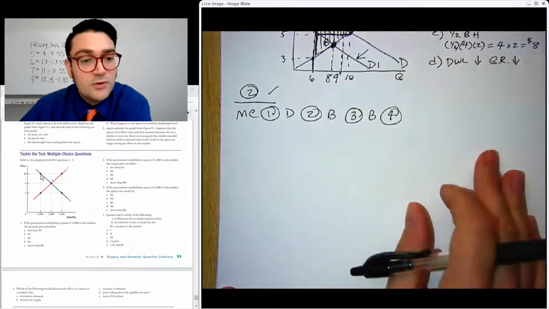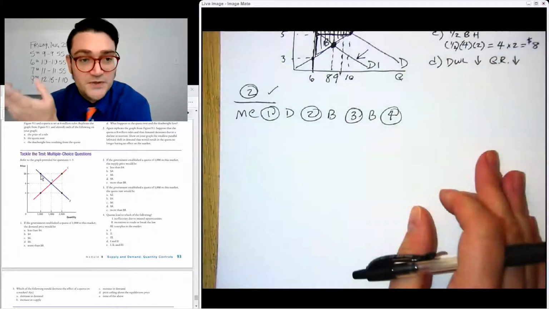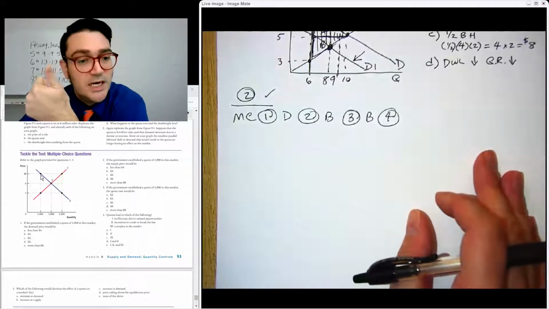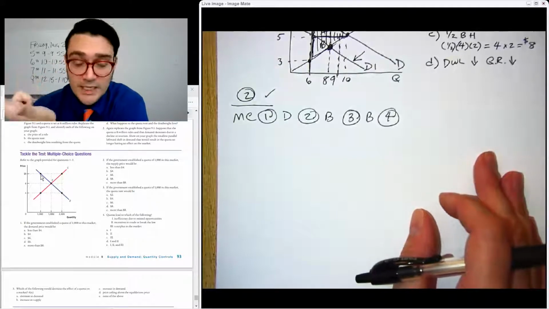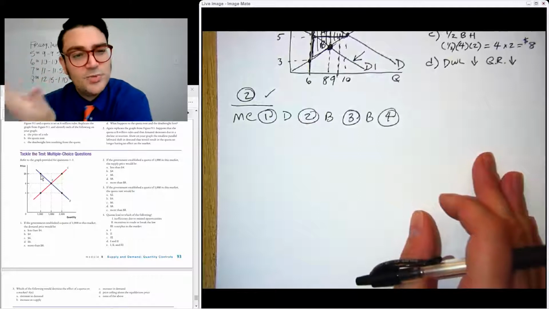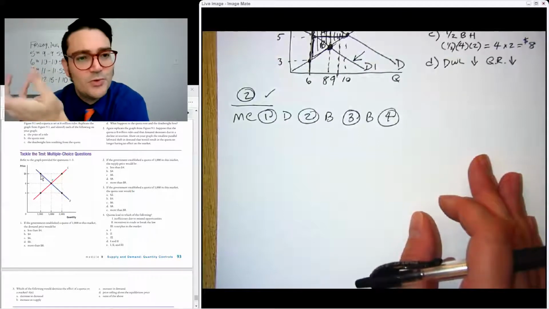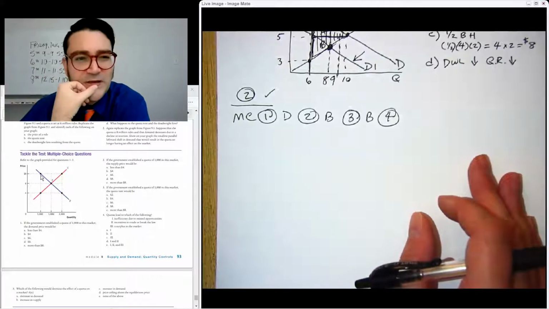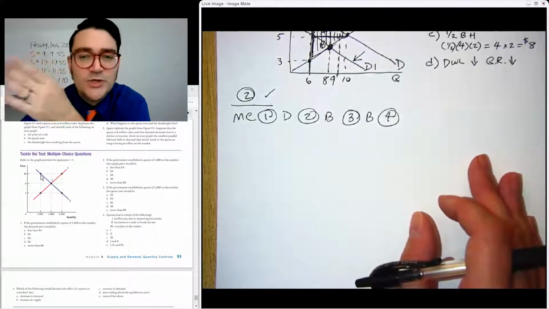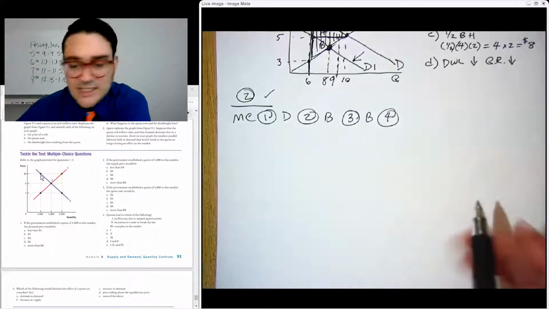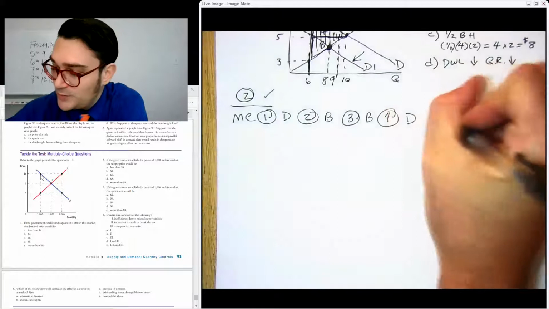Number 4, quotas lead to which of the following? Inefficiency, yeah, we know that, right? Because there's missed transactions. Incentives to evade or break the law, yeah, there sure are. And a surplus in the market. It's not going to create a surplus, it's going to create a shortage. There's going to be more people who want the good than are able to get it, at least a shortage compared to the market equilibrium is a better way to say that. So we would just say D for this one, 1 and 2 only.